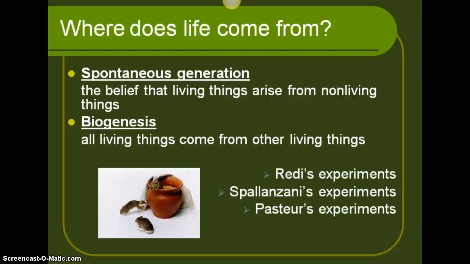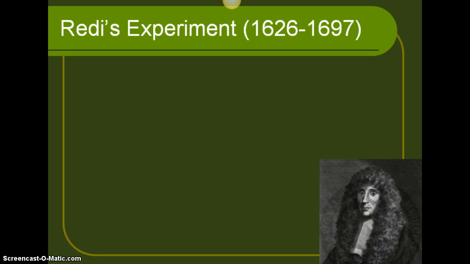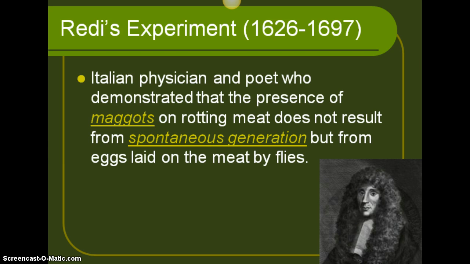And then biogenesis. All living things come from other living things. So these are our two main kind of conflicting ideas of where life came from. So we're going to go through three experiments: Reddy's experiment, Spallanzani's experiment, and Pasteur's experiment. These are all in your book. If you have your notes packet, it gives you page numbers for them all as well.